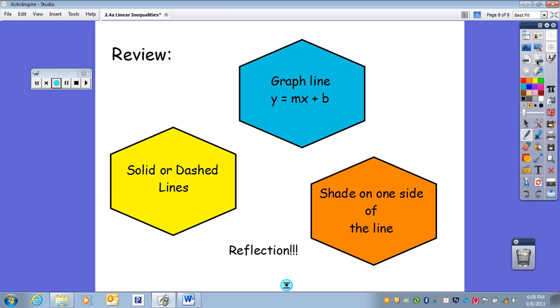To review, we are going to graph the line y equals mx plus b. We're going to decide if the line should be solid or dashed by whether it's greater than or equal to, less than or equal to, or if it's just greater or less than. We will shade on one side of the line by picking a test point and substituting that into the inequality. If it is a solution to the inequality, we will shade on that side of the line. If it is not a solution, we must shade on the other side of the line.